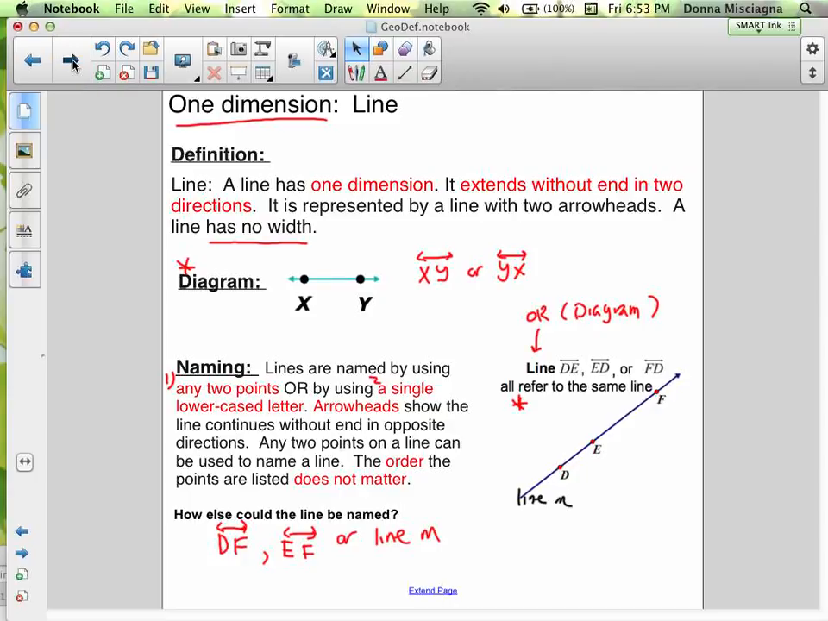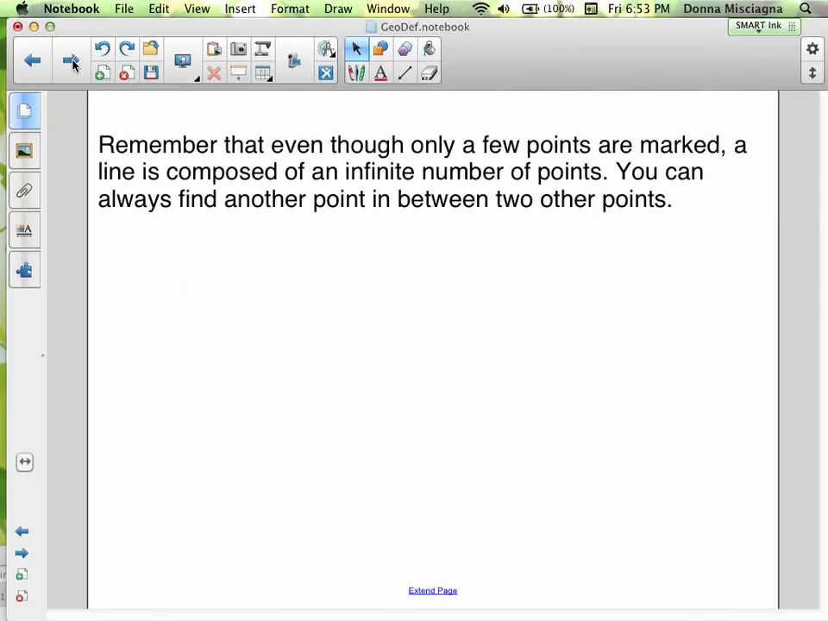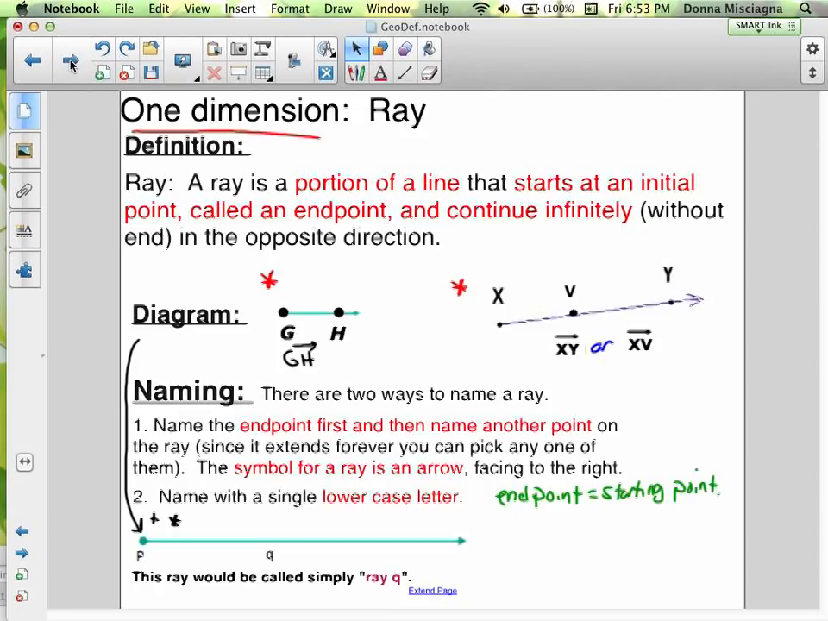All right, let's continue on. So remember that even though only a few points are marked, a line is composed of an infinite number of points. You can always find another point in between 2 other points. So it's an infinite number of points on a line. We just don't always write them all in. Actually, we couldn't write them all in, right? It's infinite. 1 dimension. Right?